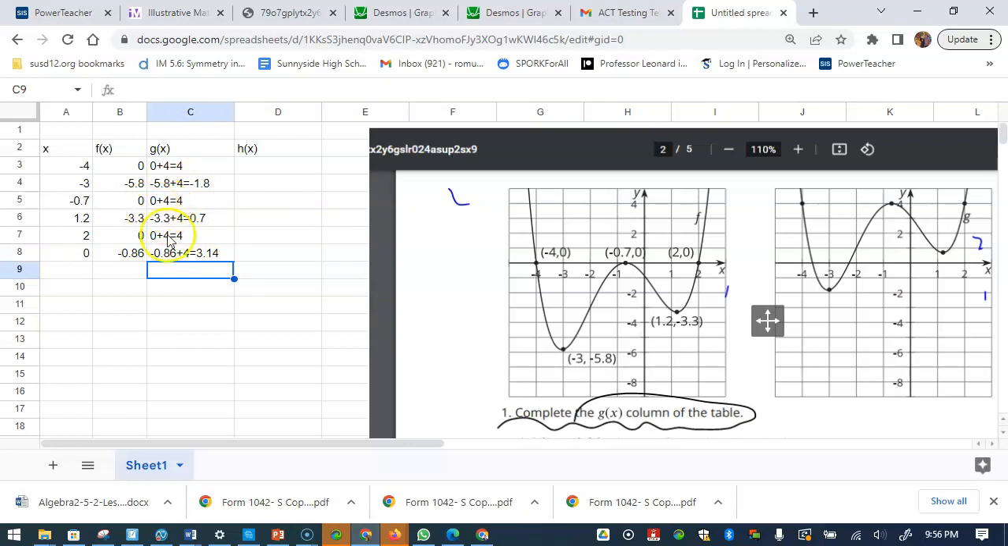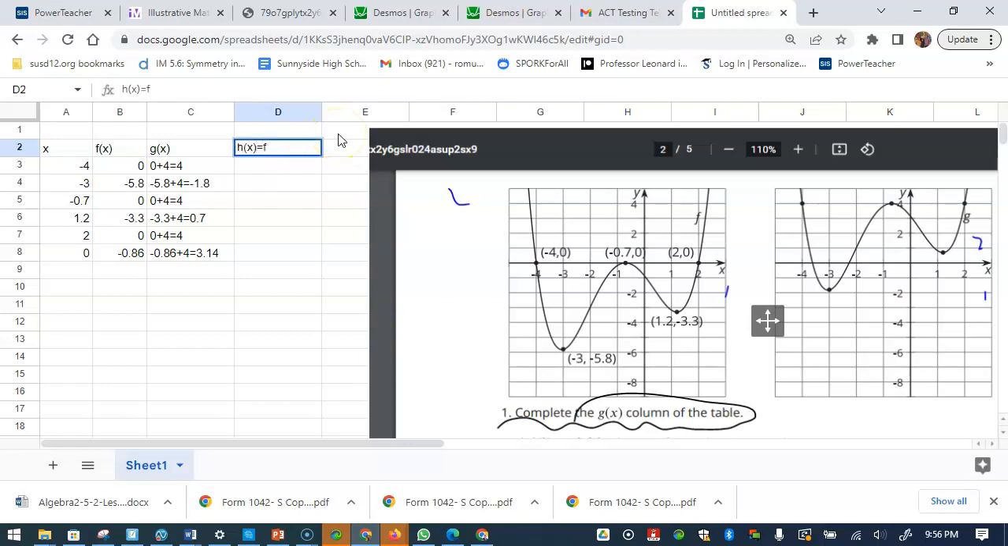They also ask how do you know? It's because every time, whatever the output of f of x is, you are adding a 4 to it. That's why. The next question is asking about h of x, which is already given.